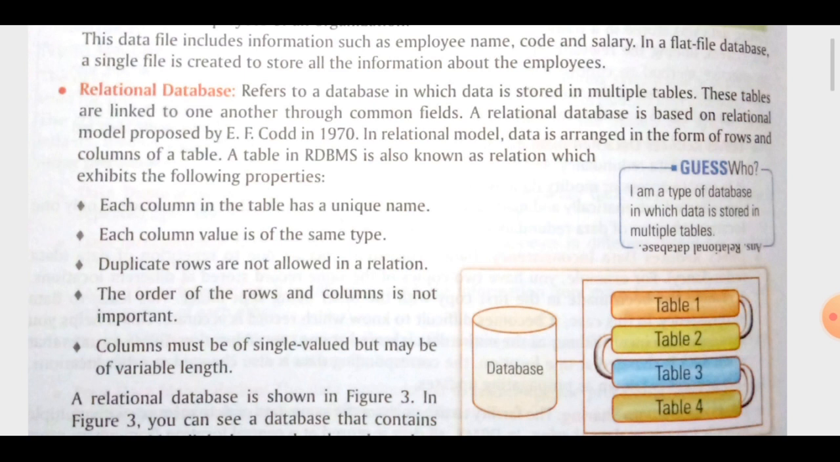Rows are known as the tuples, columns are known as the attributes, and a single row is known as the record. The total number of the columns is known as the degree of the table. The total number of rows in a table is known as the cardinality of the table. So these are the few points you should know about the relational database management system.